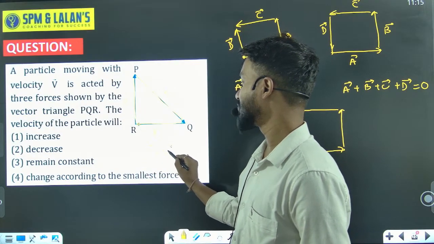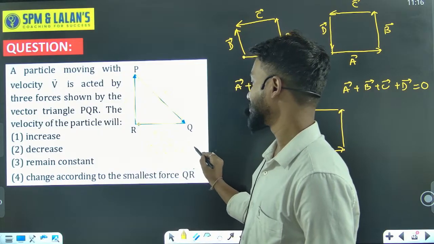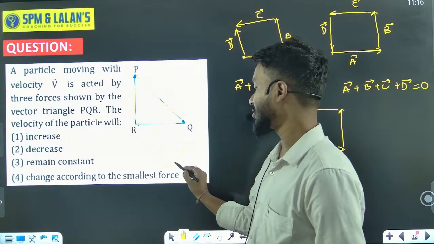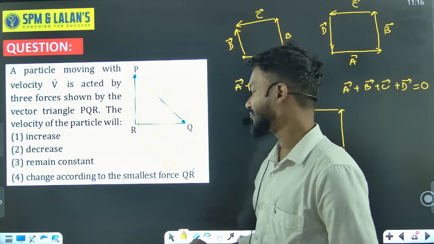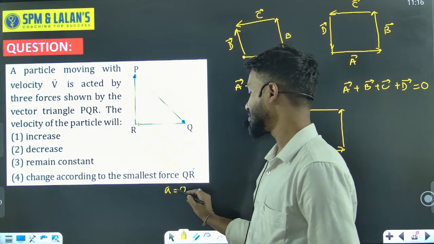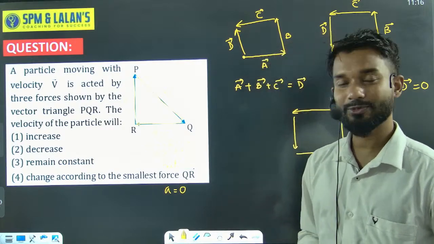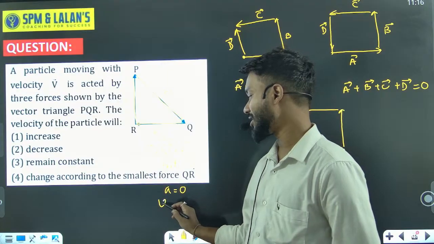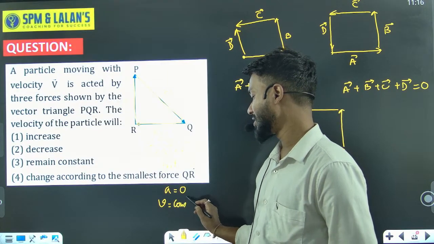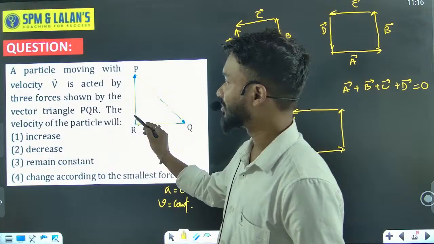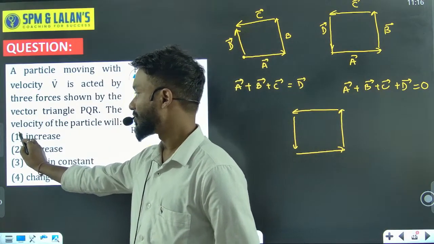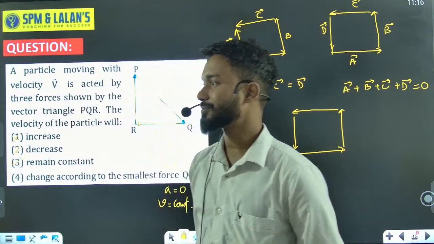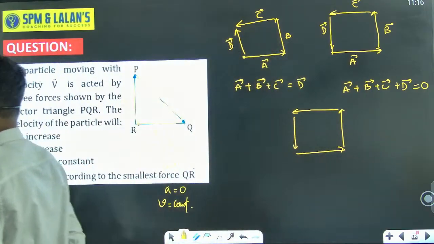P vector plus Q vector plus R vector is equal to 0. All these are forces, which means the net force is 0. Net force 0 means acceleration equals 0, because of Newton's second law of motion, net force equals mass times acceleration. If acceleration equals 0, that means velocity is constant. So the velocity of the particle will not increase, will not decrease, it will remain constant. The answer will be option number 3.